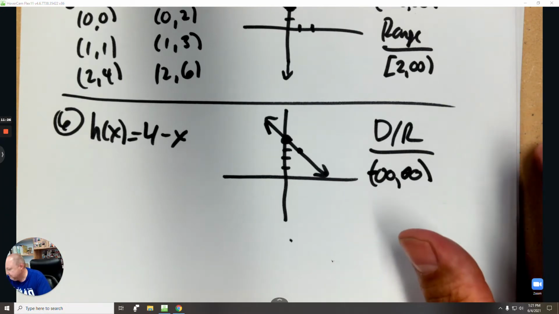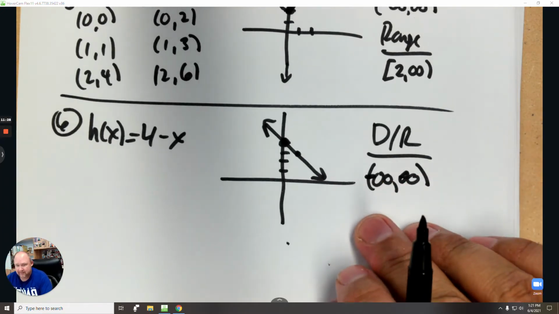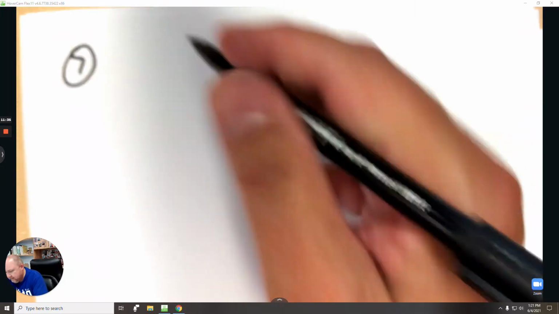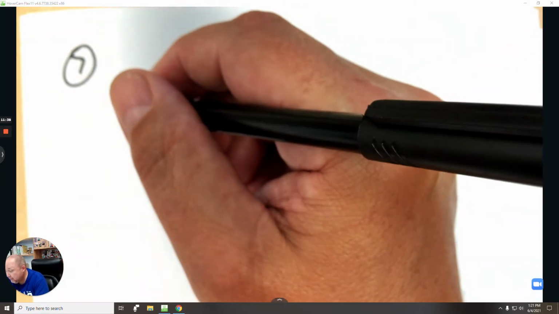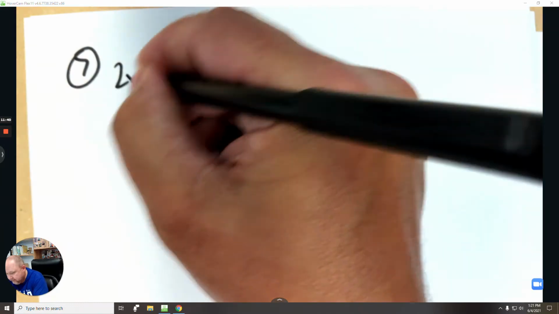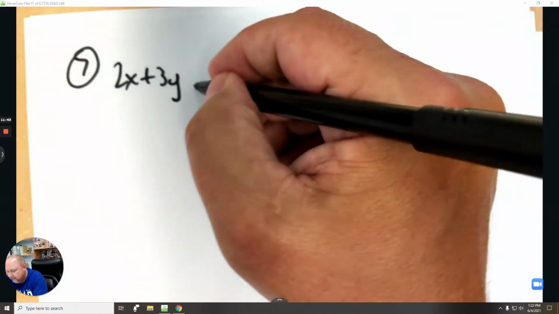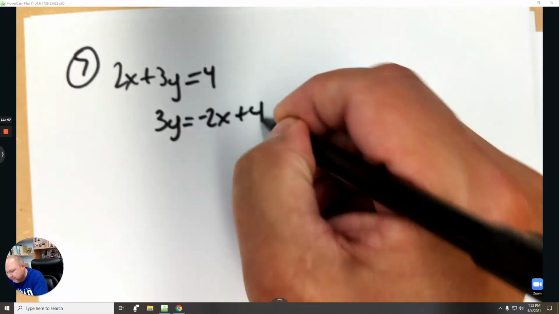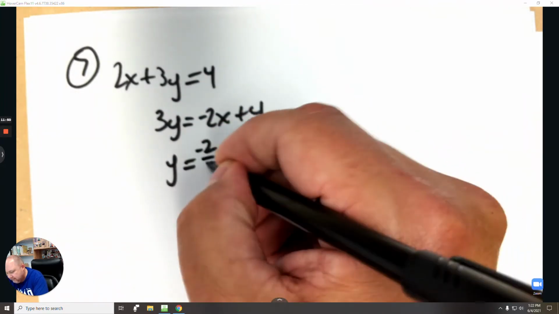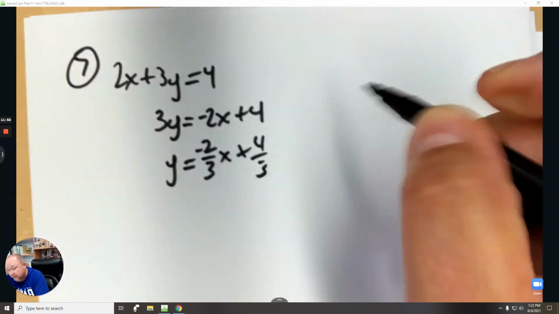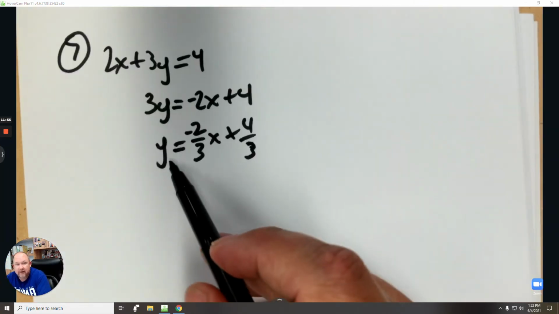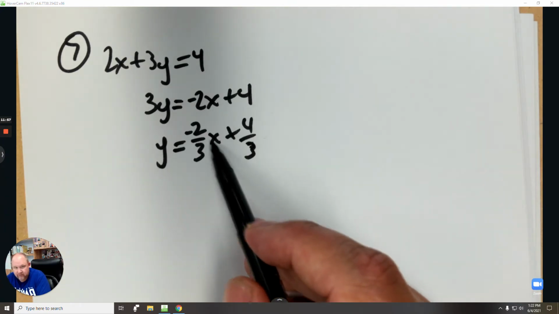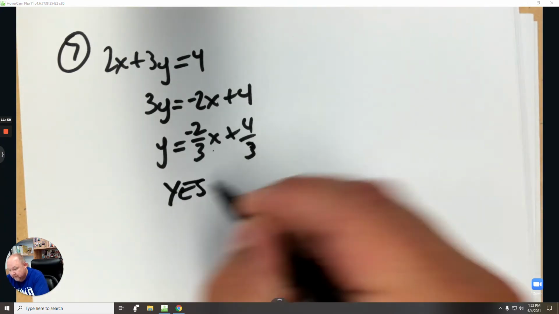Number 7. In question number 7, it says, without using a calculator, determine whether y is a function of x. And how we do that is we solve for y. So if I want to get y by itself, I would subtract 2x, and then I would divide everything by 3. So the question is, can you rearrange it? Can you get y as a function of x? And the answer is yes. So this is definitely a function.